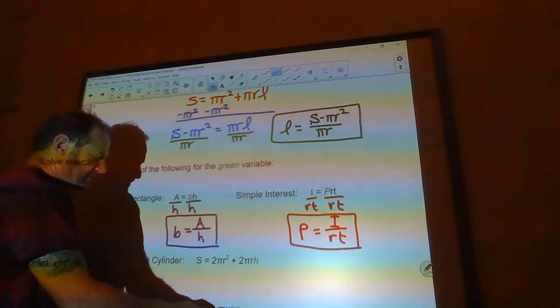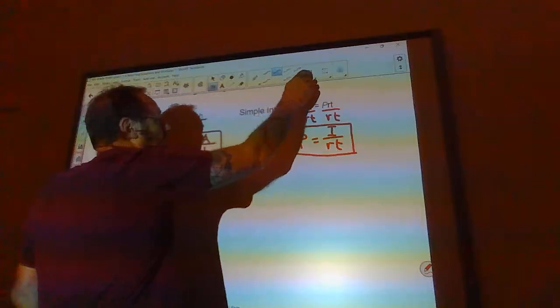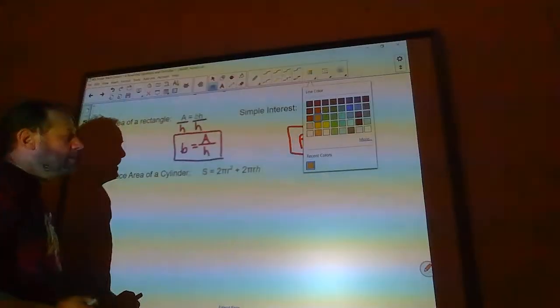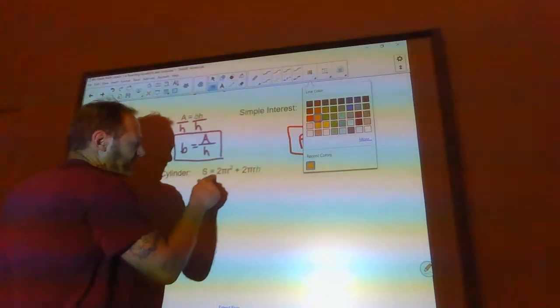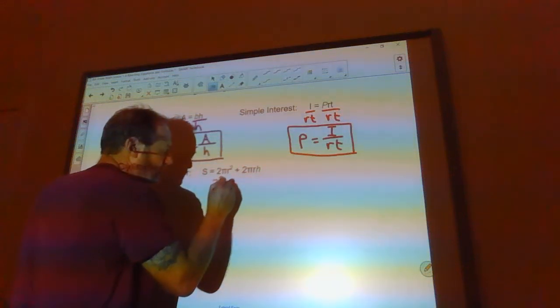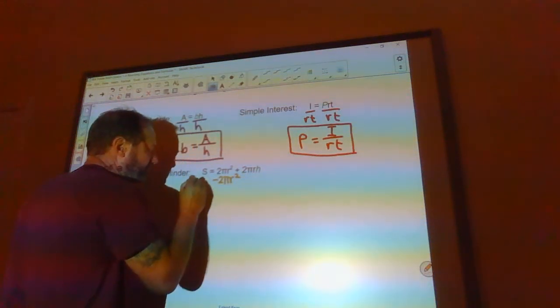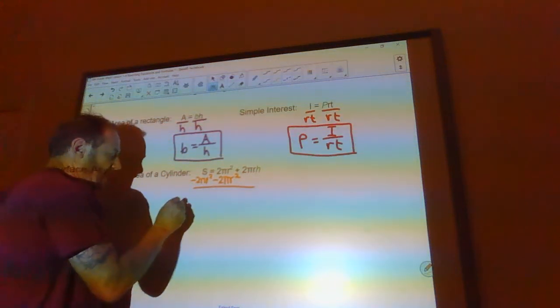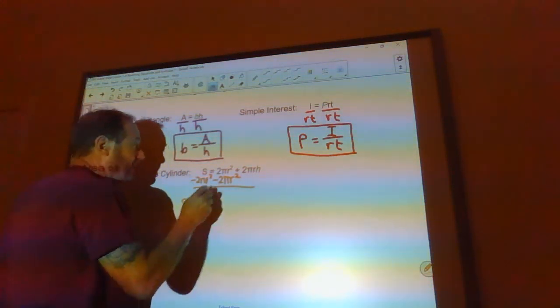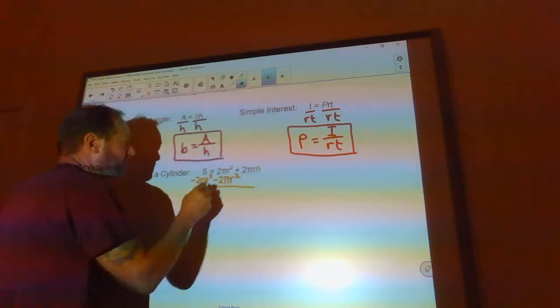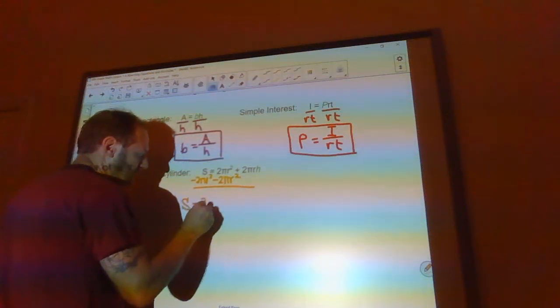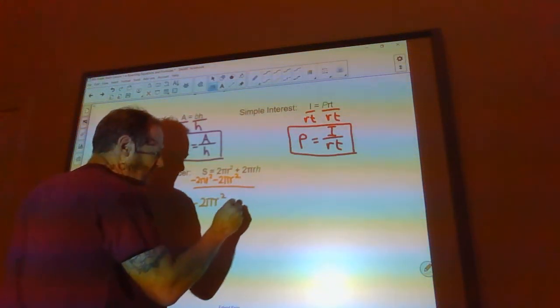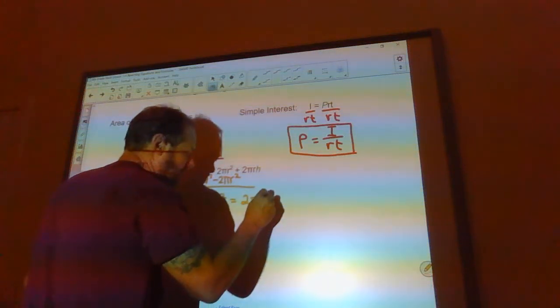Okay, this is the one that's a little trickier. So the first thing I'm going to do is subtract this 2 pi r squared from both sides. So I'm going to get s minus 2 pi r squared is going to equal 2 pi r h.